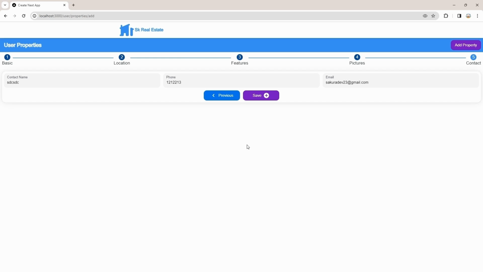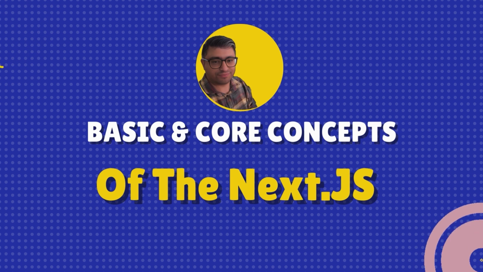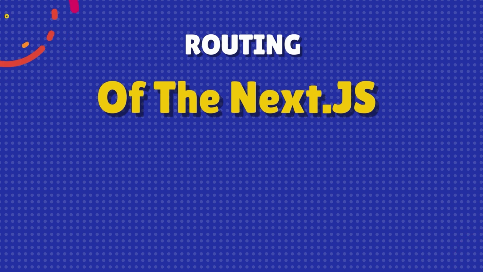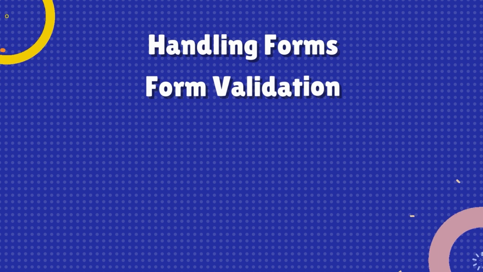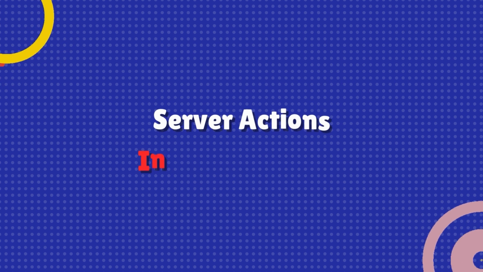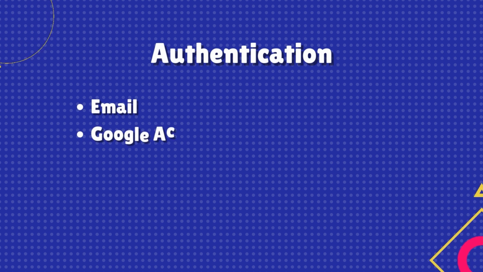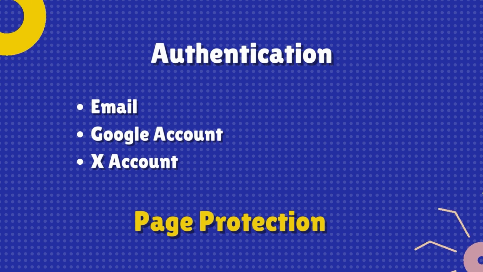So now let me show you the concepts that you will learn in this tutorial. So these are the basic and core concepts of the Next.js for creating a real-world full-stack project. You will learn the routing system of the Next.js, including the intercepting and parallel routes of the Next.js routing system. You will learn how to handle forms and validate forms in the Next.js. You will also learn how to create the server actions in the right way. Then you will learn about the authentication process in the Next.js, and you will learn how to authenticate your users based on their emails or their Google account and also their X account, and how to protect some pages of your application from unauthenticated users.